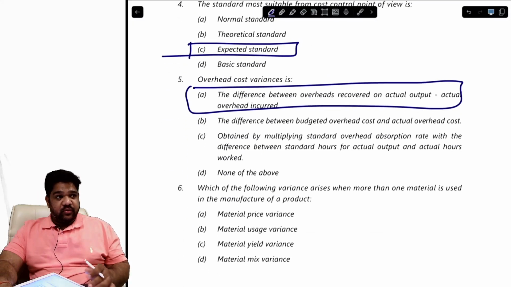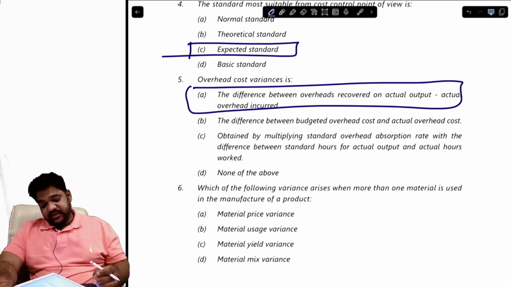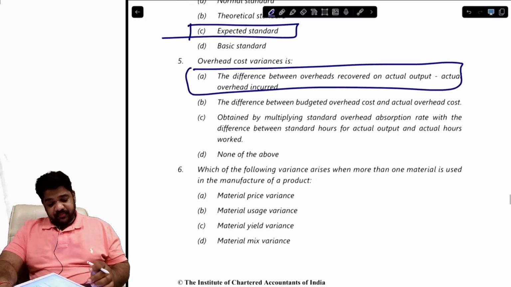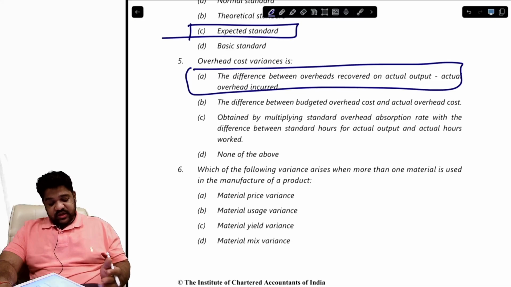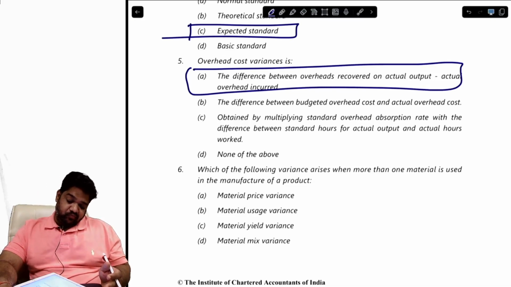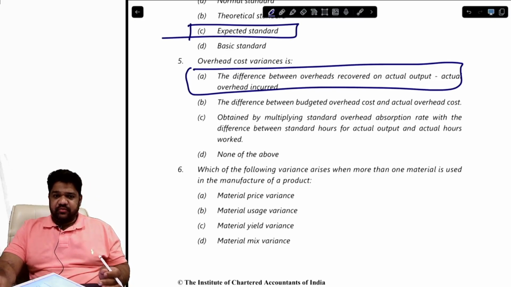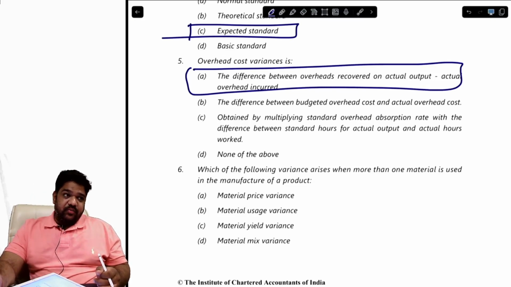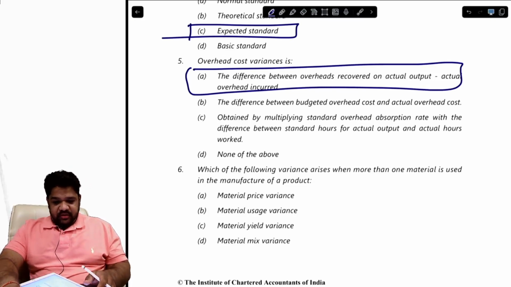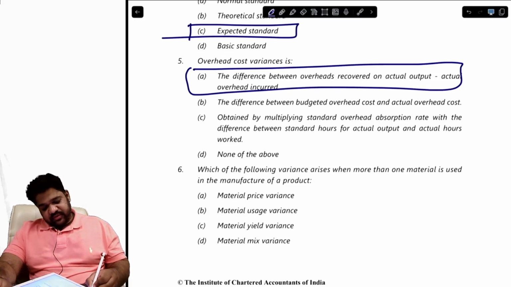Then what do you have next? The sixth one. Which of the following variances arises when more than one material is used in the manufacture of the product? So you have material price variance, usage variance, yield variance, and mix variance. See, price and usage you would have had even if you had only one type of material. Mix and yield actually arise when you have more than one type of material, but it's a little off, but we'll stick to mix variance.